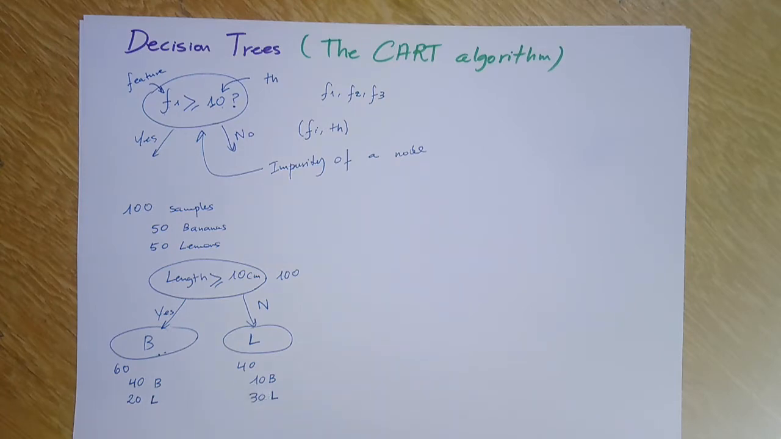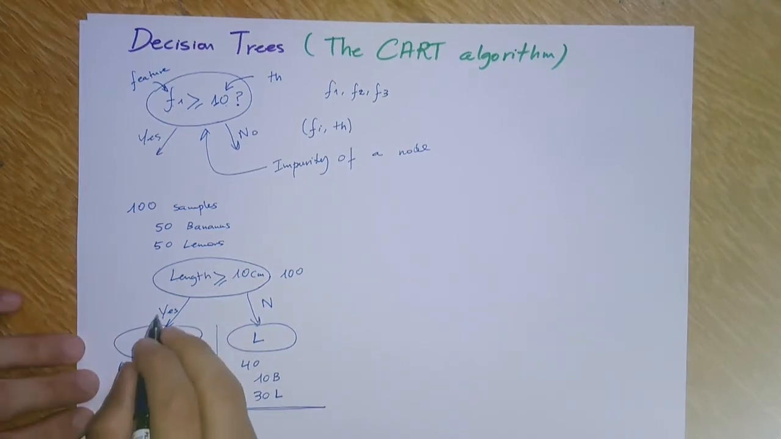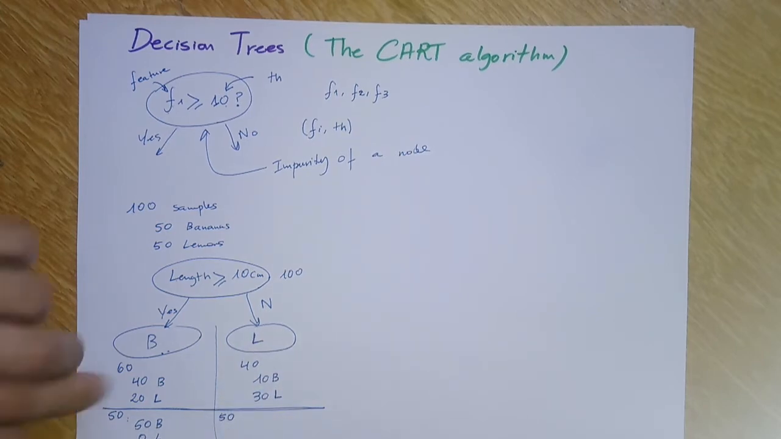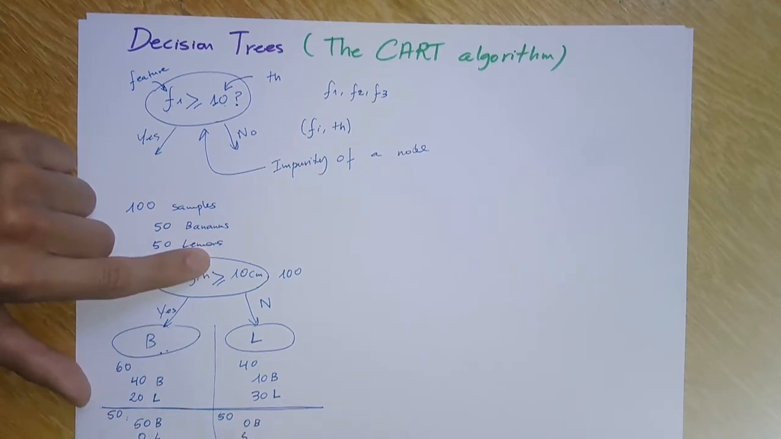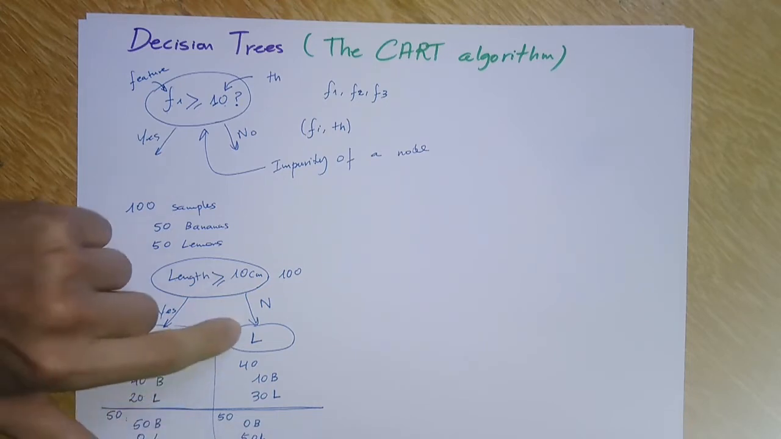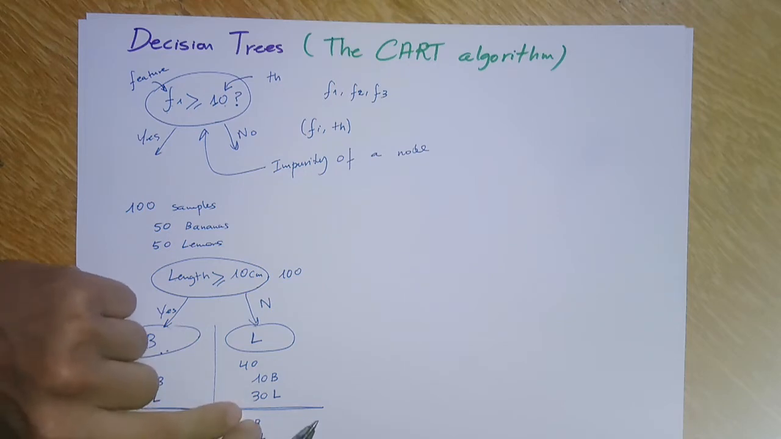Now let me give you another example where a leaf can be pure. Let's say that instead of getting 40 bananas and 20 lemons, I got, for example, 50 samples in this leaf node, and out of these 50 samples, 50 bananas and 0 lemons. Similarly here, I got 50 samples in this leaf, and out of these 50 samples, obviously 0 bananas and 50 lemons. In that case, I say that this leaf is pure because it contains only one class. The same thing is true here. This leaf of lemons is pure because it contains only one class: I have 50 lemons and 0 bananas.